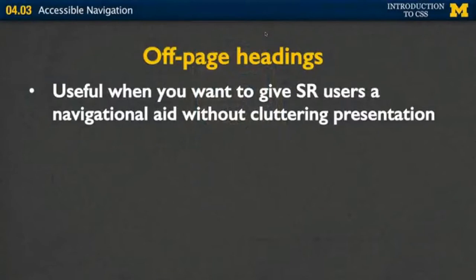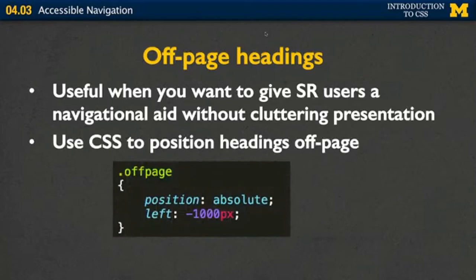It's useful to do when you want to give the screen reader users some sort of navigational aid, but you don't want to put it right in the page and have your sighted users also have to deal with it all the time. So let me give you an example of this one. We're going to use styling sheets to basically set something off page. We've given it the name of off page, and we've said, hey, I want to place this in a position absolute off to the left by 1,000 pixels. So you'll know that that's pretty far off.